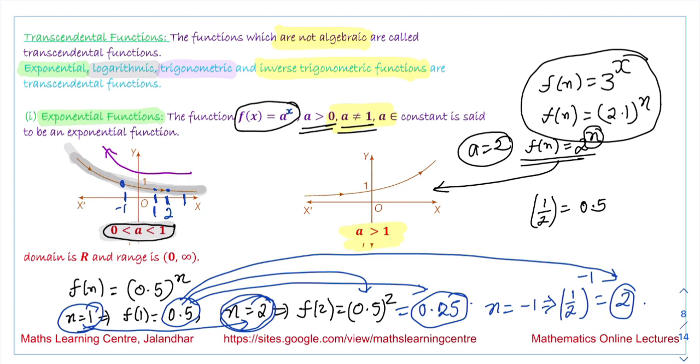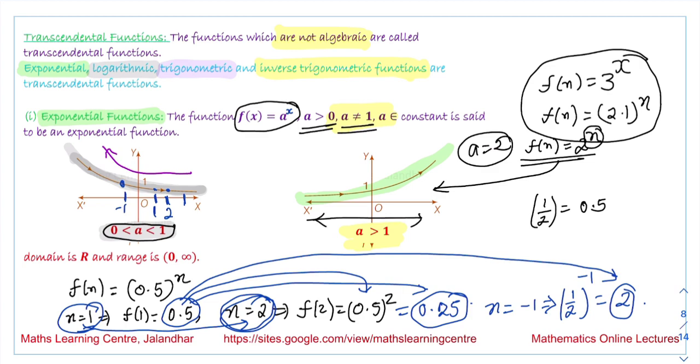This is shown over here, that the graph of this function will be in this form. This is the graph of this function. So from this graph, it is clear that the function is defined for all values of x.